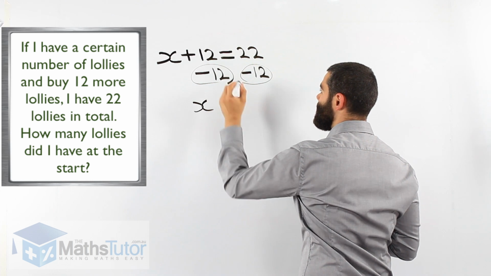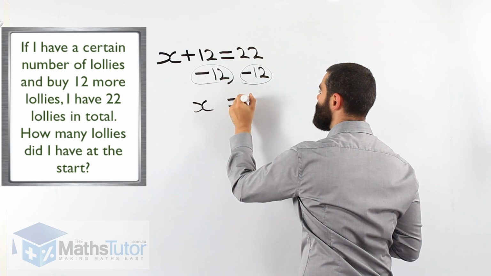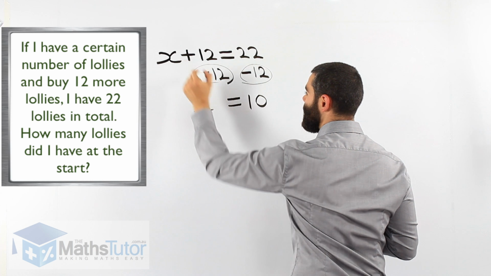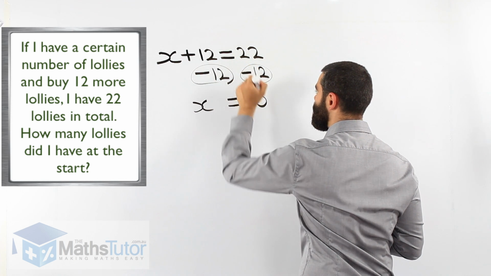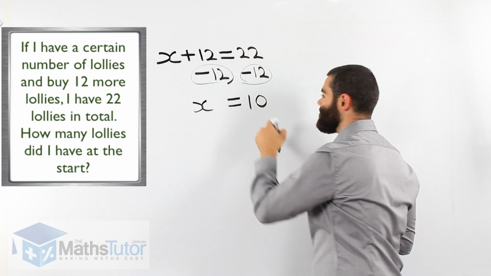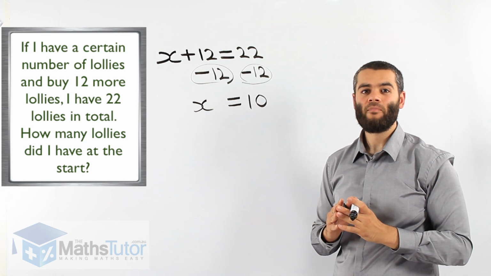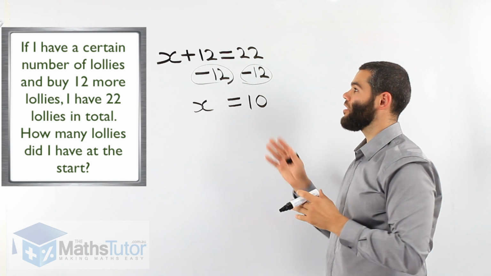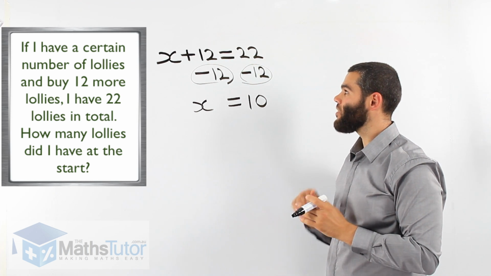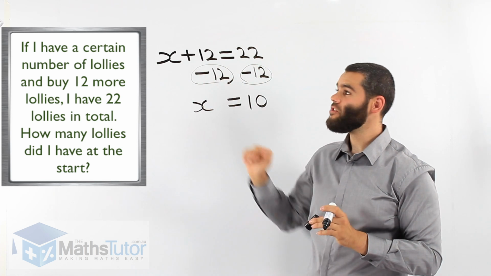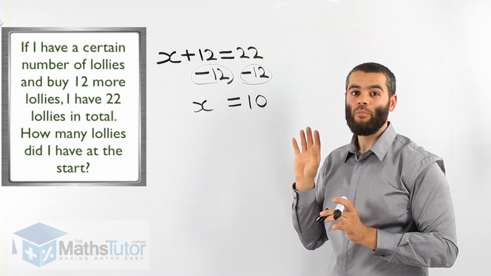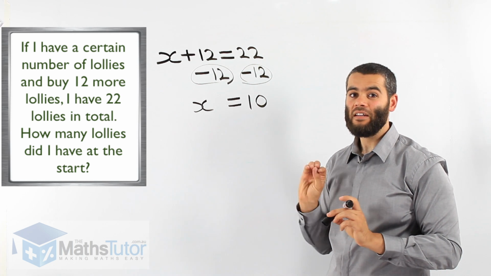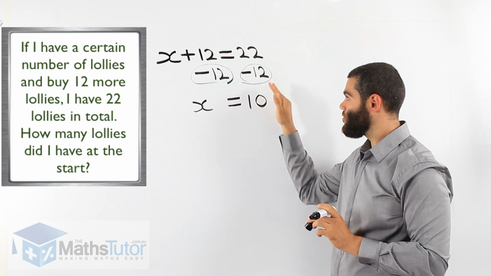X is going to be 22 take away 12, which is 10. 12 take away 12 is gone. X left. 22 take away 12 is 10. X is 10. That means I had 10 lollies to start with before I purchased and I bought my 12 lollies. Here you can see we created an equation from the worded problem. Break down the problem, read it a couple of times, look for keywords and key numbers, and all of a sudden you'll solve it easily.